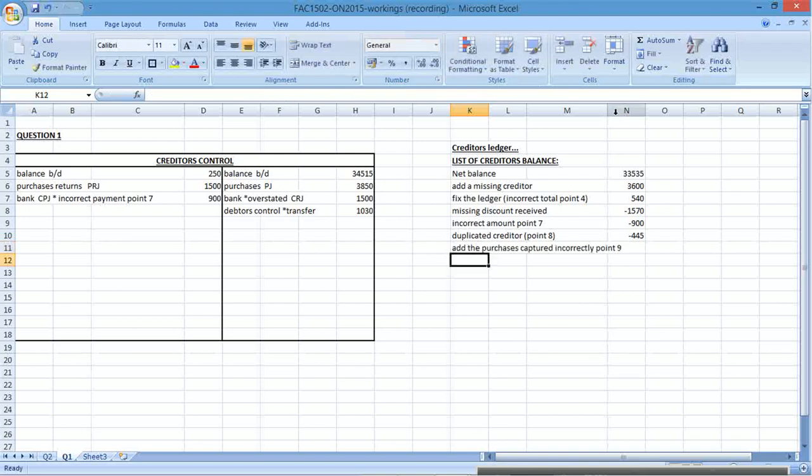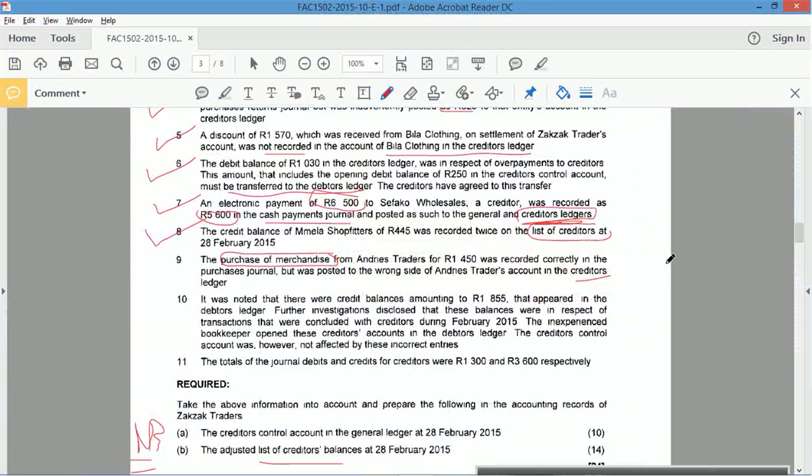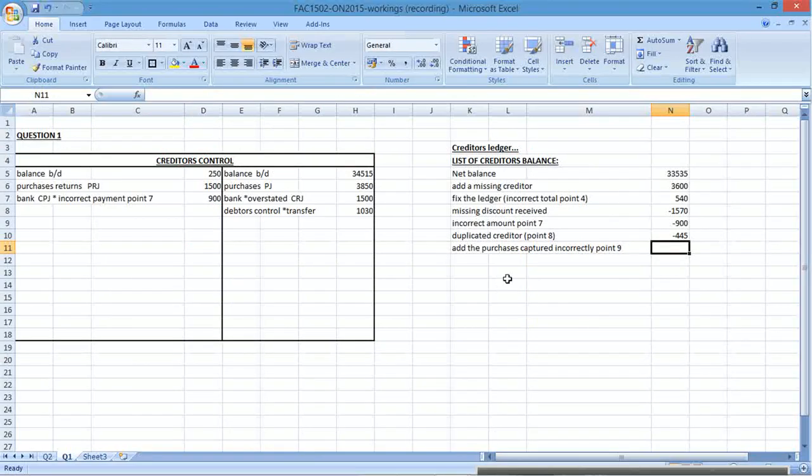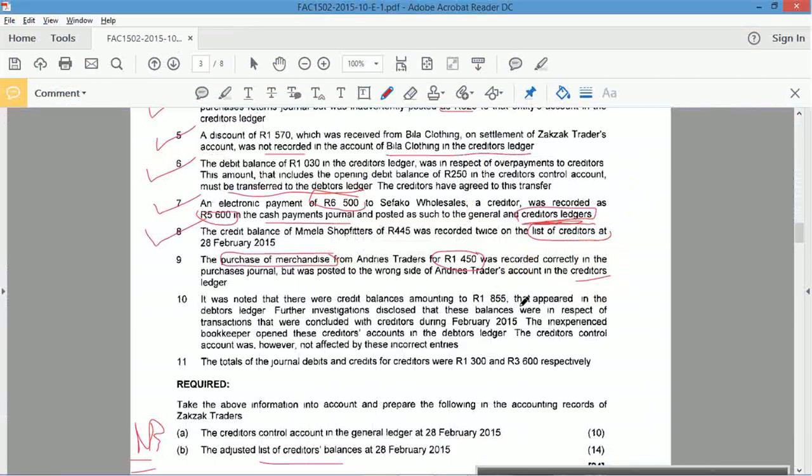Okay, so point number 9, we need to add back. So we need to add double because we need to reverse out the incorrect amount. So 1450 times 2. Okay, because he bought from us, but we actually subtracted from his account. Okay, so we need to add back twice as much. Right, we need to add back the mistake and then process the correct entry.